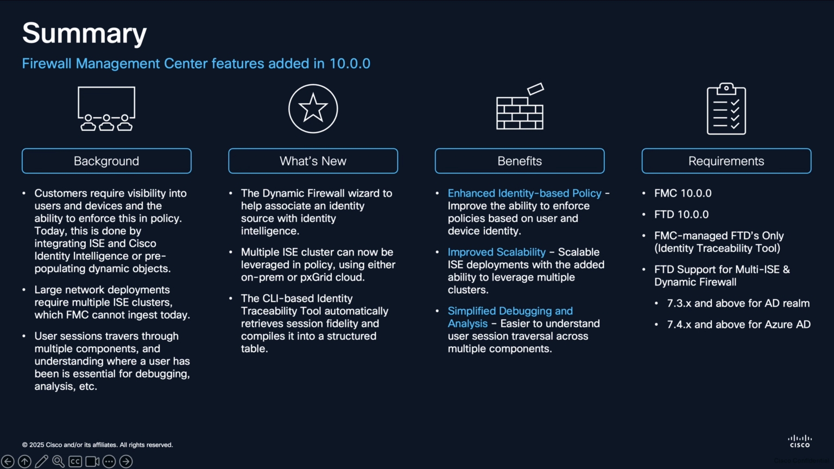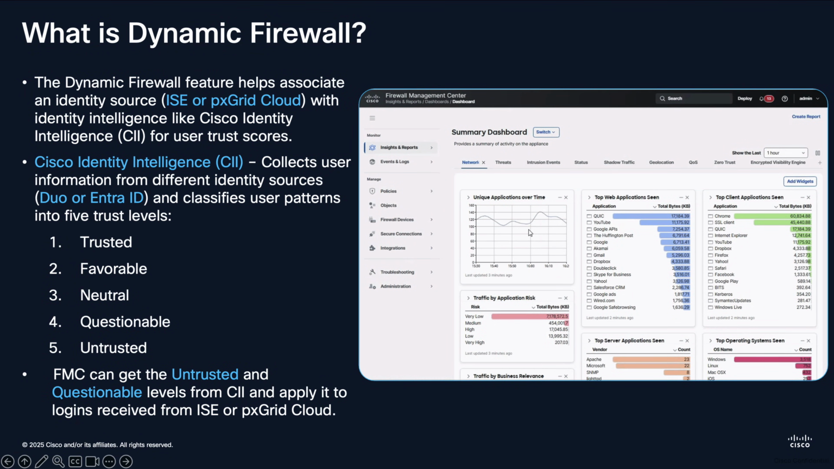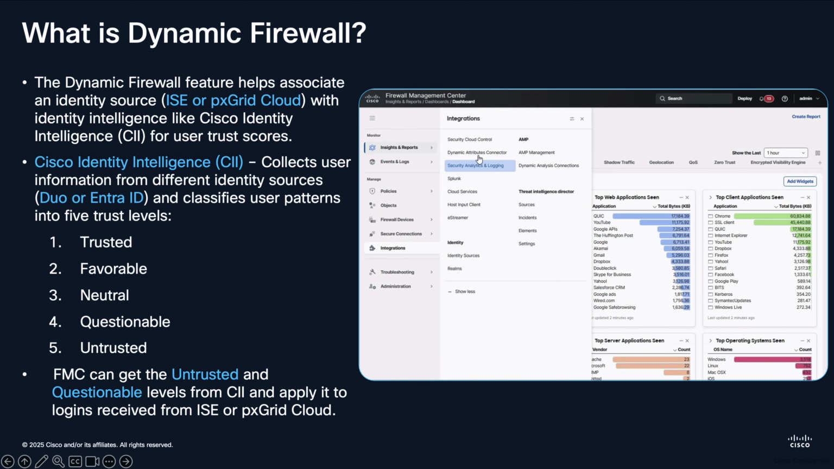You'll need FMC and FTD 10.0.0. The identity traceability tool specifically requires FMC managed FTDs. For FTD support for multi-ICE and dynamic firewall, you'll need FTD version 7.3 or higher for Active Directory realms and 7.4 or higher for Azure AD. The feature itself is this new wizard in the FMC under your Dynamic Attributes connector page.